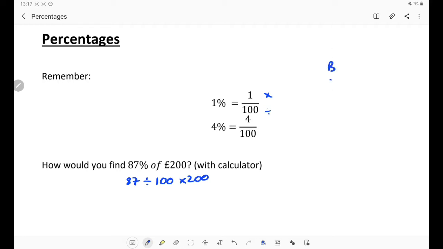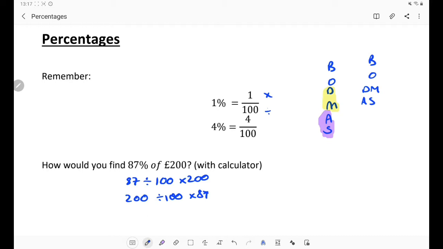With BODMAS, it was probably highlighted to you a while ago that division and multiplication and addition and subtraction are actually on the same level. And some of your teachers might have written it like this, because it doesn't matter what the order of those is, they happen at the same time. So equally, you could have written here 200 divided by 100 times 87.